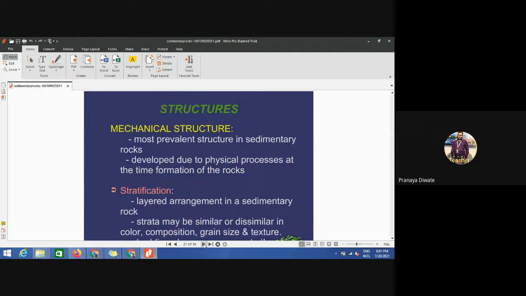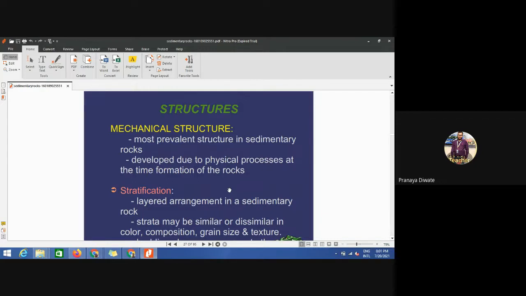Then the different types of structure we have. We have mechanical structure. The most prevalent structure in sedimentary rocks is mechanical structure, which developed due to physical processes at the time of formation of the rock.